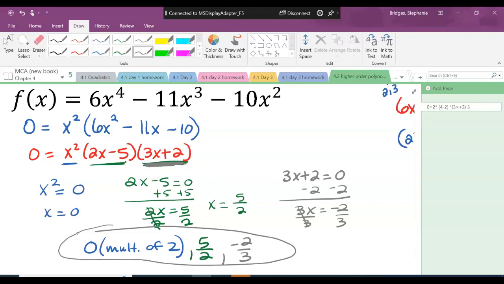So I got 0 with a multiplicity of 2. That's 2 answers. 5 over 2 and negative 2 over 3 for my total of 4 answers that we said we needed from the beginning. That make a little bit of sense? Okay. Some of them will be factored already for you. Some of them you will have to factor.